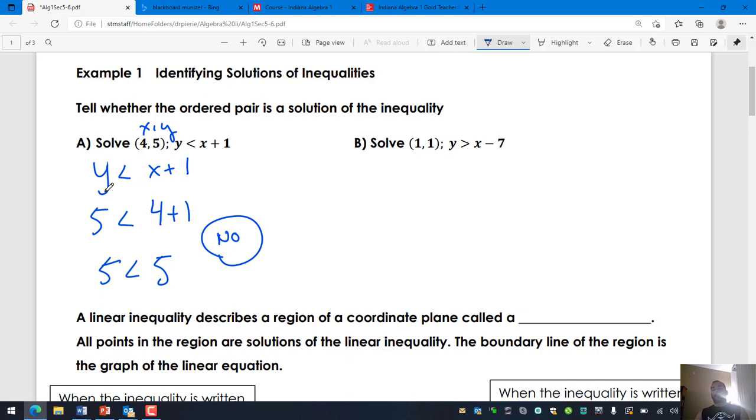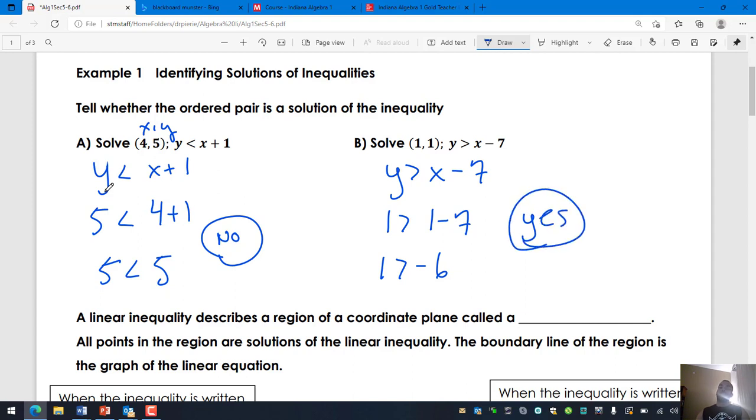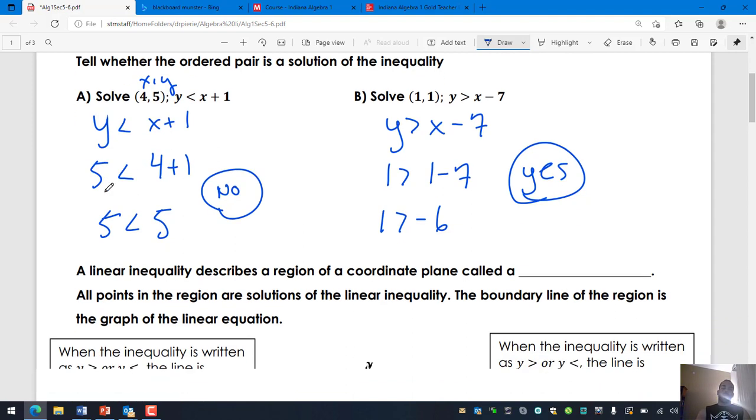Second one, it says: is y greater than x minus 7? Is this point (1, 1) a solution to this inequality? So once again, I plug and chug. I plug in 1 for y and 1 for x: 1 is greater than 1 minus 7. Do a little bit of math. Is 1 greater than negative 6? Yes, it is. 1 is definitely a bigger number than negative 6. Yes, this point is a solution. There are infinitely many points that meet this requirement, but (1, 1) is an example of a solution that works.